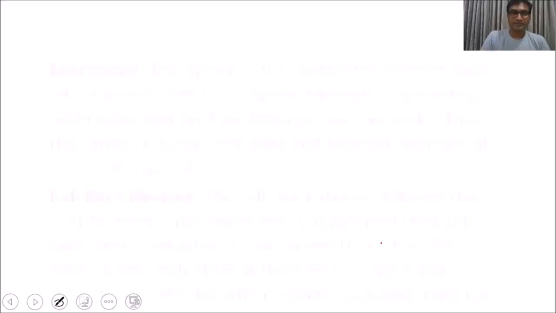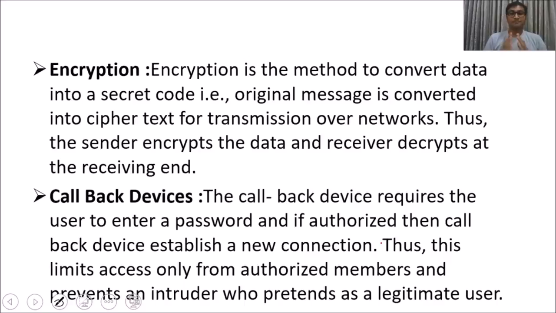Then we'll go for encryption. Encryption is nothing but a language, a method through which you can securely communicate with another person. Basically, you will not send your message in a normal language. You will convert your message into such a language which will not be understood by someone else.